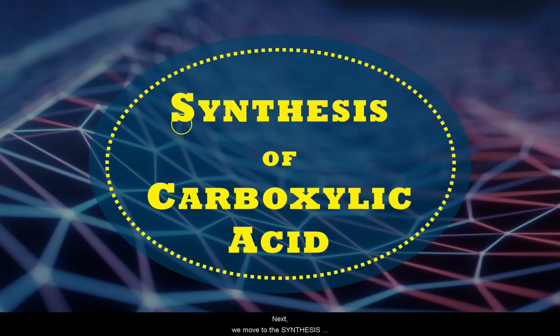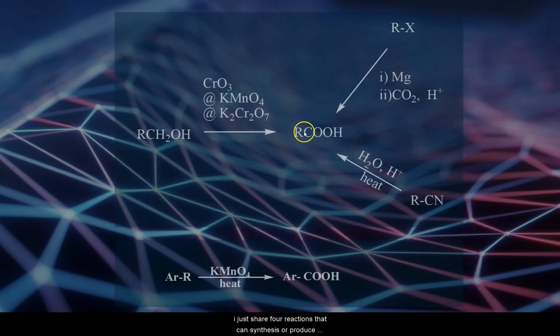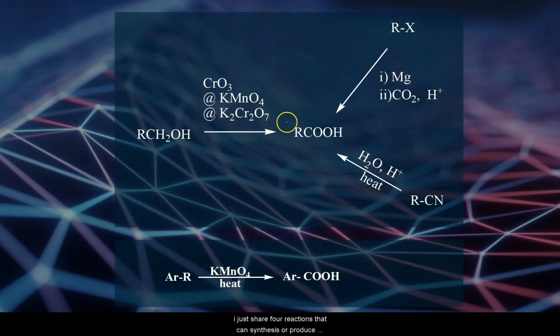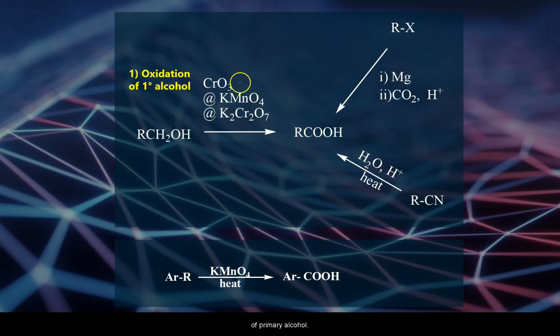Next, we move to the synthesis of carboxylic acid. In this syllabus, I just share 4 reactions that can synthesize or produce carboxylic acid. First reaction is the oxidation of primary alcohol.